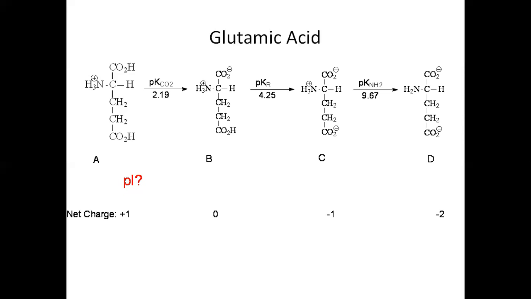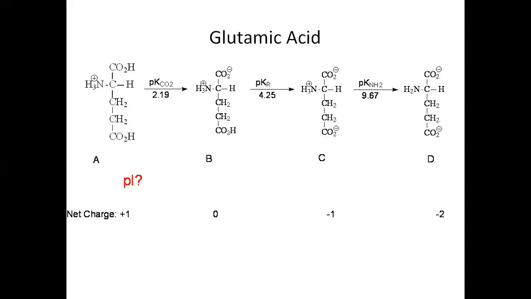With structure A, I see one positive charge and no negative charges. So the net charge is a +1. Structure B has one positive charge and one negative charge for a net charge of 0. Structure C has two negative charges and one positive charge for a charge of -1. Finally, structure D has two negative charges and no positive charges for a net charge of -2.